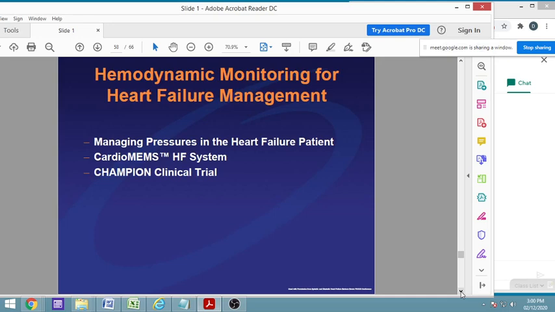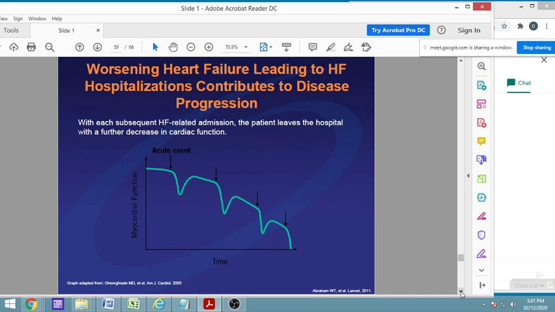Then, what hemodynamic monitoring is required in heart failure management? We have to maintain the blood pressure very meticulously, because if the pressure increases, it will increase the afterload. Therefore there are computerized systems which measure the blood pressure, store it, and make recommendations. An example is the CardioMEMS heart failure system, which is a computerized one. Then there was the CHAMPION clinical trial.